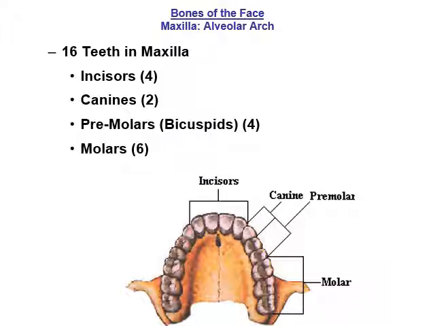All right, so that finishes it up for this video on the bones of the face. Next time, in the next video, we're going to go through the mandible, so the lower jaw, and prognathism.